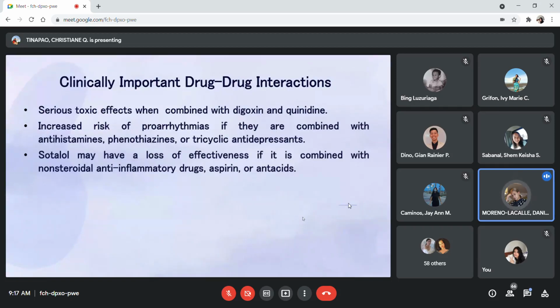Now we have the drug-to-drug or food interaction, so quinidine. We have serious effects when combined with quinidine because quinidine blocks other potassium channels, and sometimes there is occasional or unpredictable development of torsade de pointes. This is an abnormal rhythm that can cause sudden cardiac death. With digoxin, there is increased digoxin toxicity. And now let's proceed to the next slide.